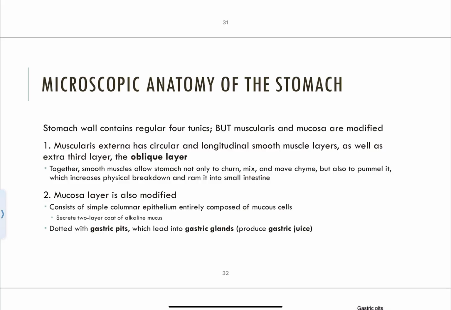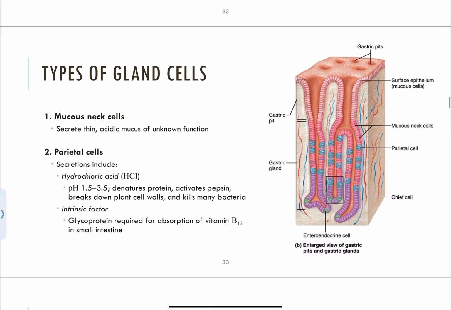The purpose of having a third muscular layer is to increase the physical breakdown of the contents of the stomach. Also, we have to get the contents of our stomach into our small intestine, so it helps assist in that. The other tunic that is modified is our mucosal layer. We have predominantly simple columnar epithelium with mucus cells, but we also have some additional cells that make up the gastric pits and gastric glands and help produce the gastric juice needed for further chemical breakdown.